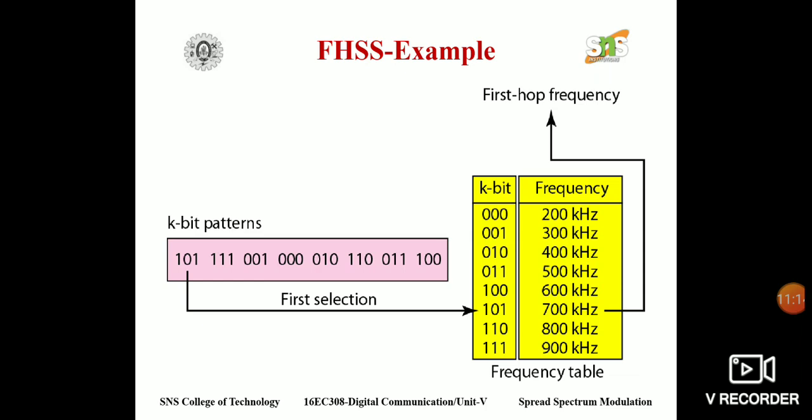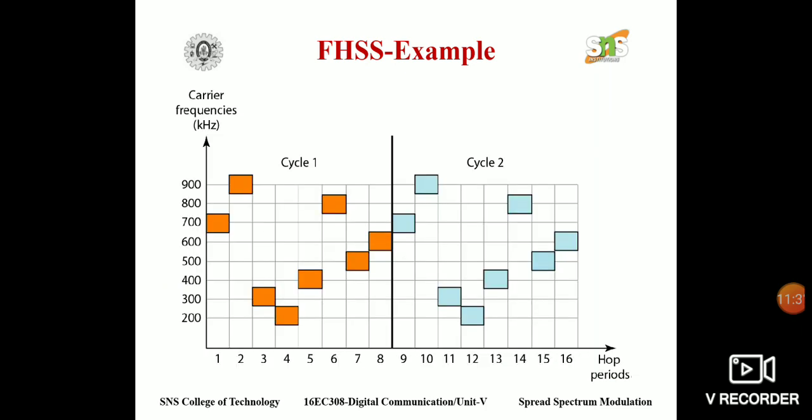So this is the frequency table. The first selection is 101. The corresponding frequency for bit pattern 101 is 700 kilohertz. This is the first hop frequency. Likewise, the other data bit streams will be hopped. So this is also an example where you can see the frequency hopping clearly.